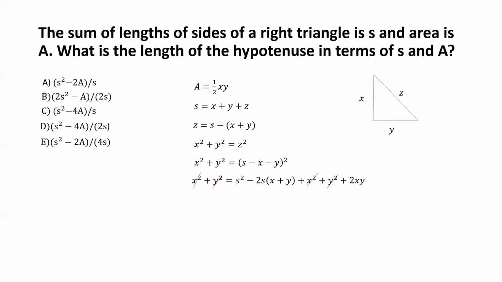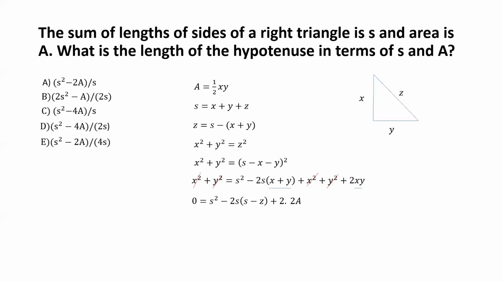And we are going to substitute x plus y as S minus z, because remember S is equal to x plus y plus z. So S is given, right? So we can write x plus y as S minus z. And the other substitution that we're going to do is xy. So xy is equal to twice the area of the triangle. So xy will be equal to 2A. So we do those substitutions and we get this. S squared minus 2S times (S minus z) plus 2 multiplied by 2A.